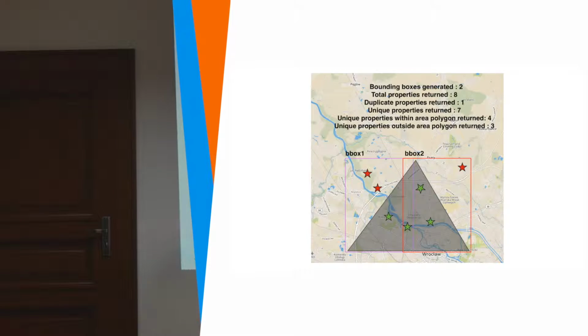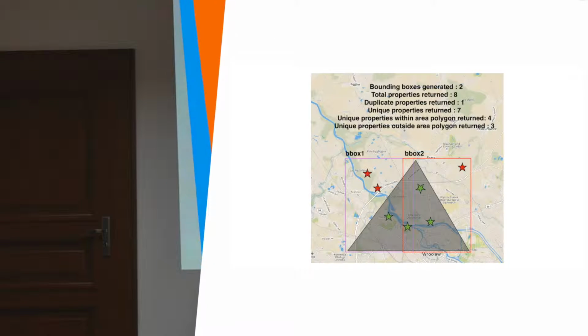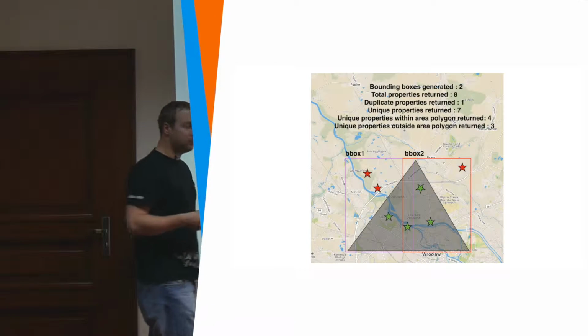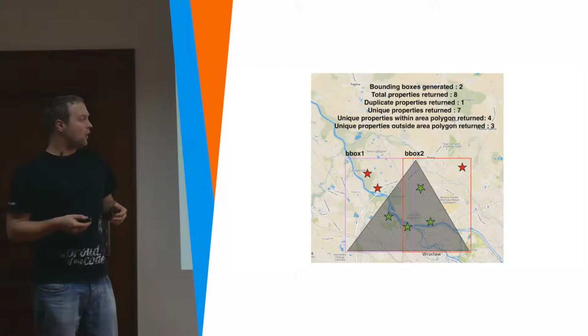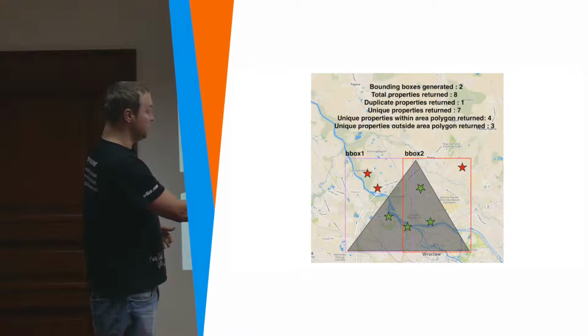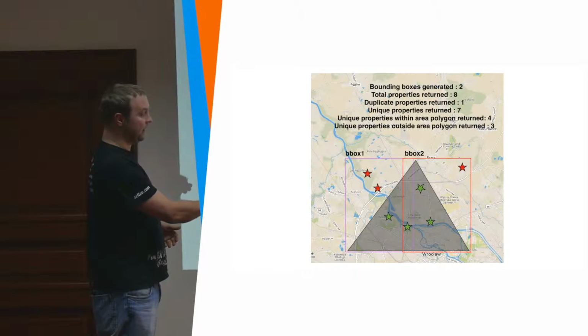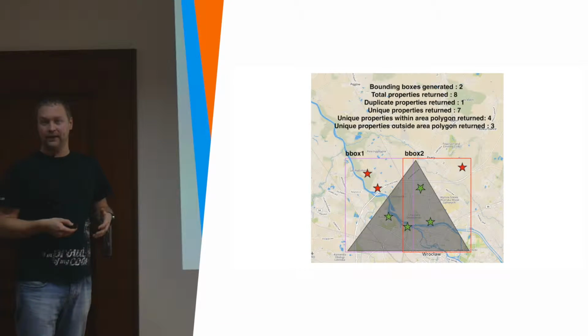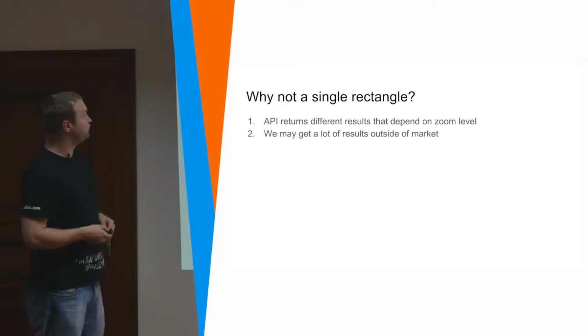However, there's one special case here, that this one is actually shared between two boxes. So it will be returned twice. So our ideal situation, or what we actually are interested in, are the unique rental properties that lie within the shape of the market. And there are some statistics related to it at the top of the screen.